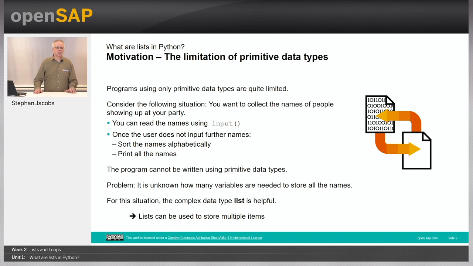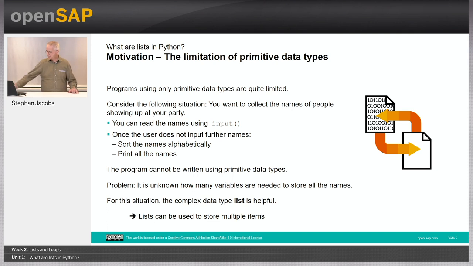Later on, you would like to sort these names alphabetically and maybe print all these names. And actually, that's not possible with the data types you are used to today. In this situation, a more complex data type would be helpful. A data type where you can enter an unlimited number of elements. And such a data type is a list. So, lists can be used to store multiple elements or multiple items.